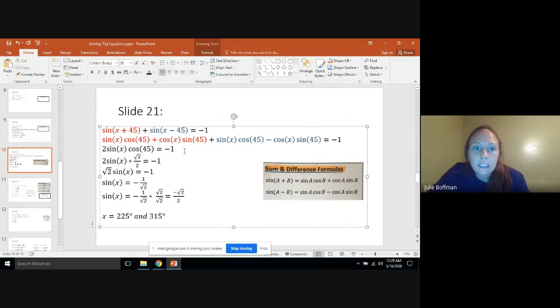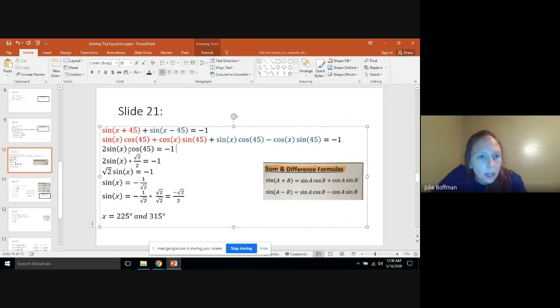So if you notice here now, if you combine like terms, we have sine x cosine 45. I'm pointing again so y'all can see that. This first term and this first blue term are the same, and it's positive and positive. So if you have two of the same term and you're adding them together, it's two of them. So 2 sine x cosine 45. And then this second red term is the same as this second blue term, but it's negative. So those would cancel each other out, right? The positive and a negative term cancel. So you're just left with 2 sine x cosine 45 equals -1.